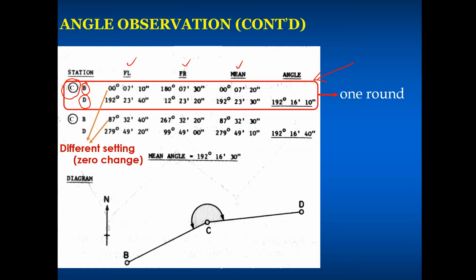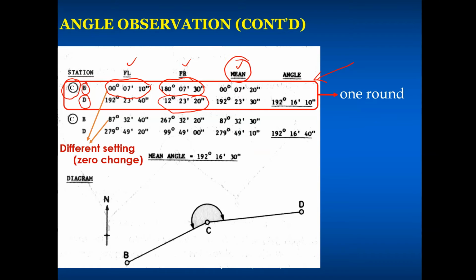So in this case, we have 7 minutes 10 seconds face left at B, pointing to B. Then we have 192 23 40 face left again, pointing to D. Then we change face. We're going to read 180 07 30 on face right at B, and finally at D will be 12 23 20. Okay, now how do we get the mean?